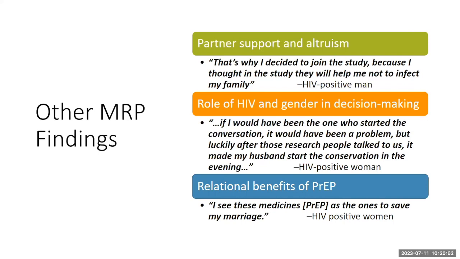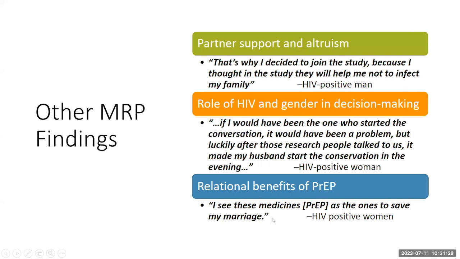There was also, we found, a role of HIV and gender in decision making. There's a quote from an HIV positive woman explaining that she herself was not able to start this conversation with her partner. "But luckily after those research people came and talked to us, it made my husband start the conversation in the evening." So the research itself facilitated this conversation among couples, which was an unexpected finding and an important one, because I feel like it's often missed when we report out on these things, that the research itself almost acted as an intervention. And I feel like that's just not reported on much.